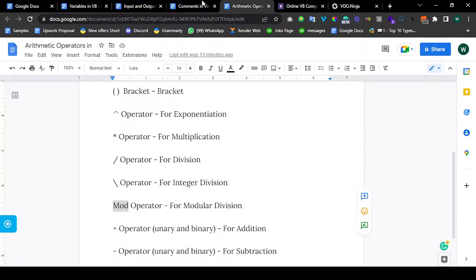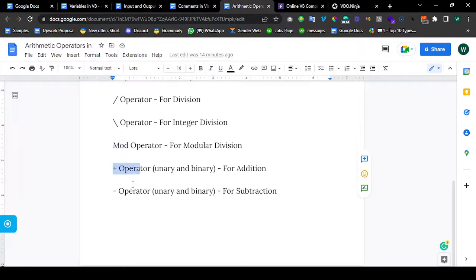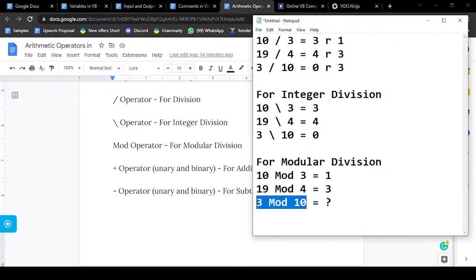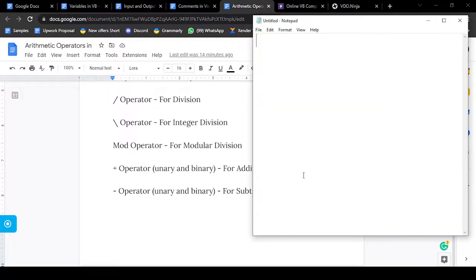So, lastly, we have the addition and the subtraction operators to work with. The reason why it's having unary and binary over here is because, for example, the multiplication operator, you are going to be needing 2 operands for it to work. For example, you need 2 multiplied by 3. You cannot be having something like just 3. This is a blunder. But this will work.